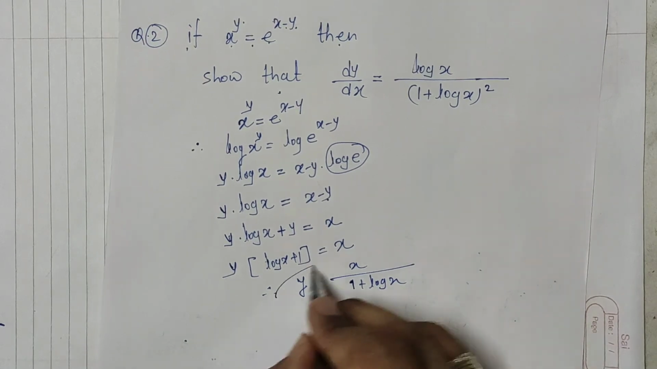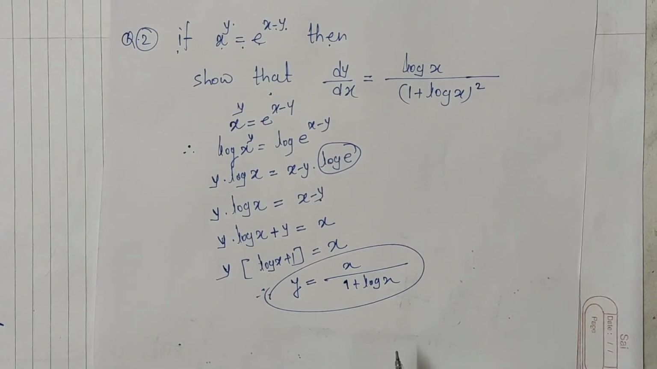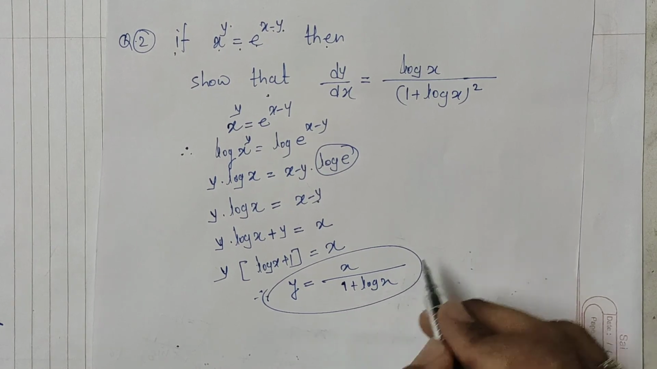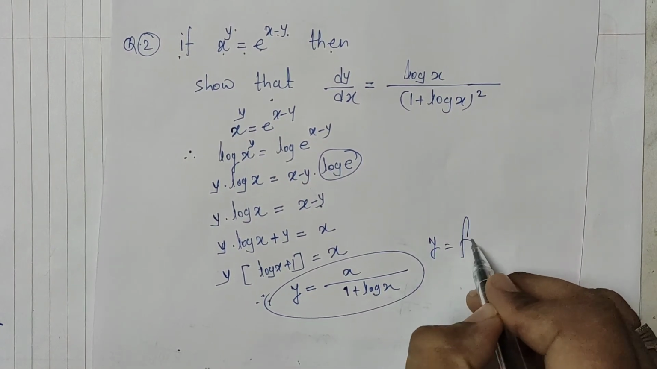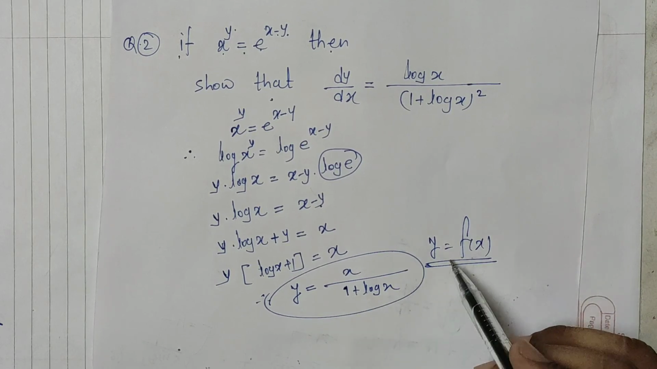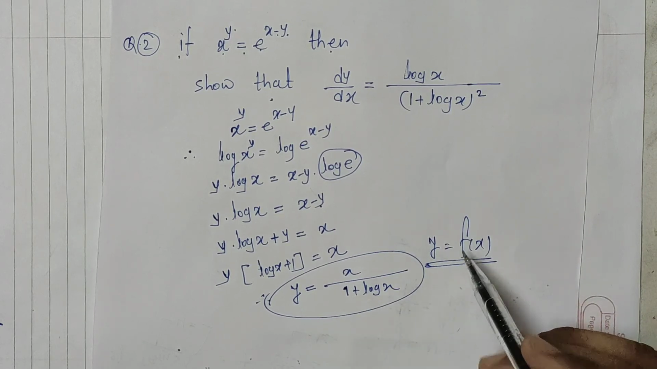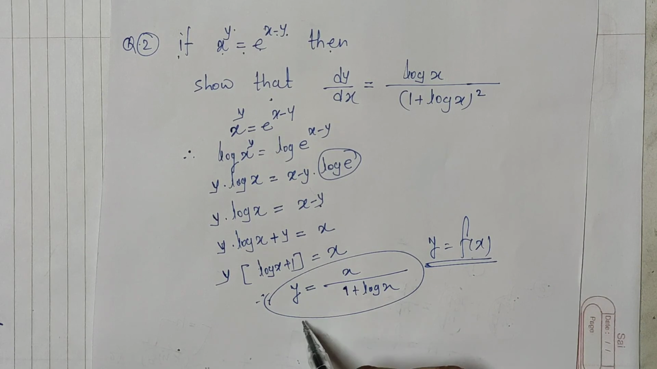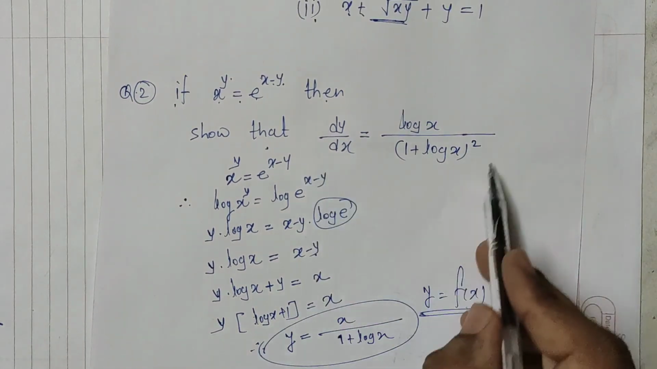Then which form is this? Y is equal to a completely x form. Y is equal to f of x form. So this is not an implicit function. This is an explicit function. Then differentiate y with respect to x, and you will get the answer in this form.